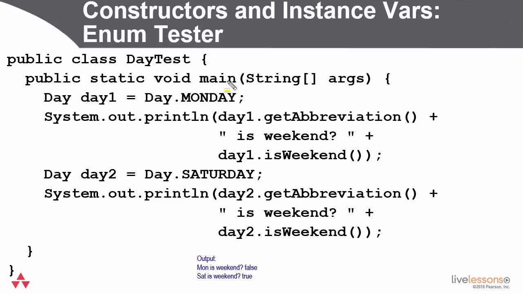And I can then get an enum, call a getter method on it, and it'll output something based on what was passed to the constructor.